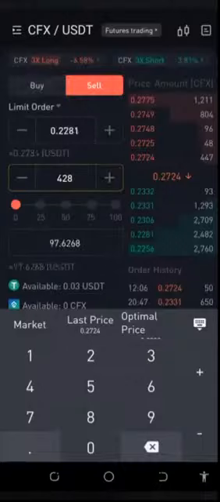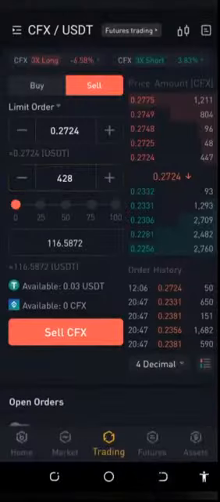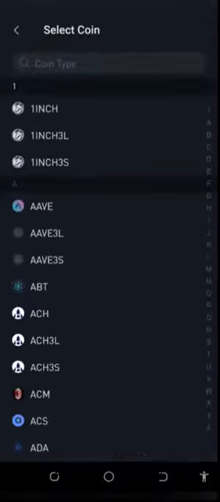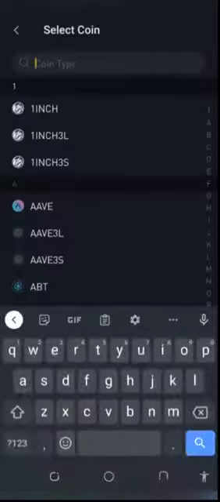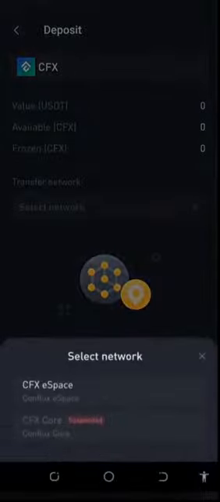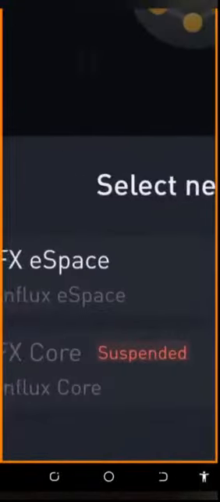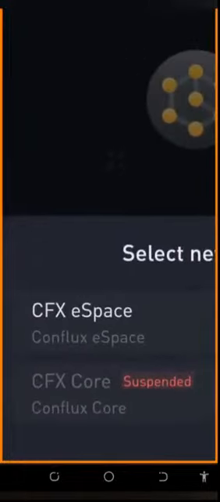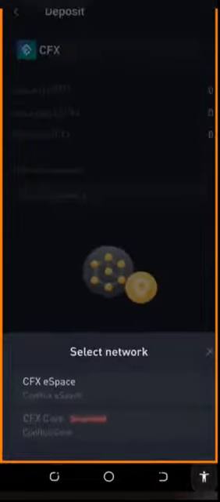So now, since we're here on BuyTrue, let us check the deposit network. Let's see what it is to deposit, what's it called now again? CFX. Yes, CFX. All right, so I'm just going to click on that. Okay, what are we seeing here? We're seeing Conflux eSpace. We're seeing Conflux Core. Conflux Core is suspended while Conflux eSpace is available. Okay, so now let's just check this out.